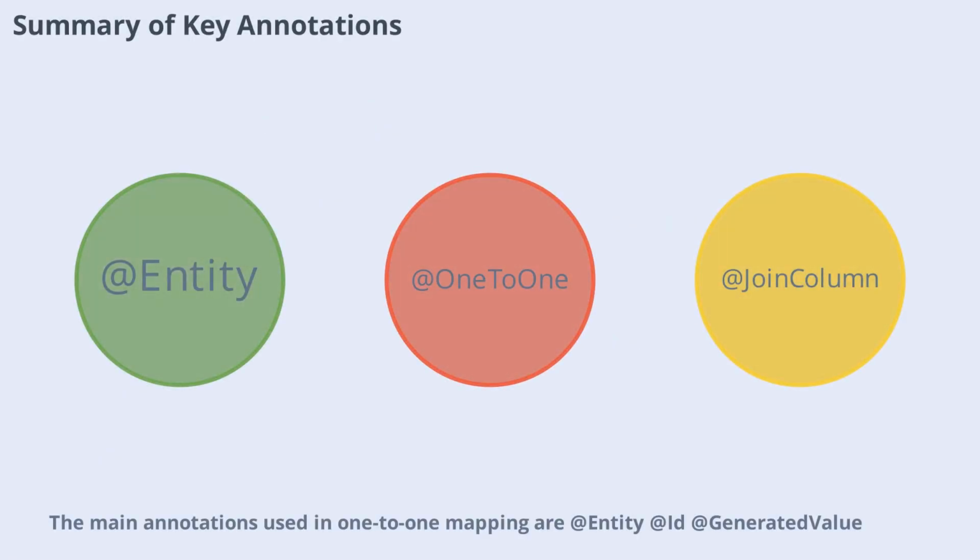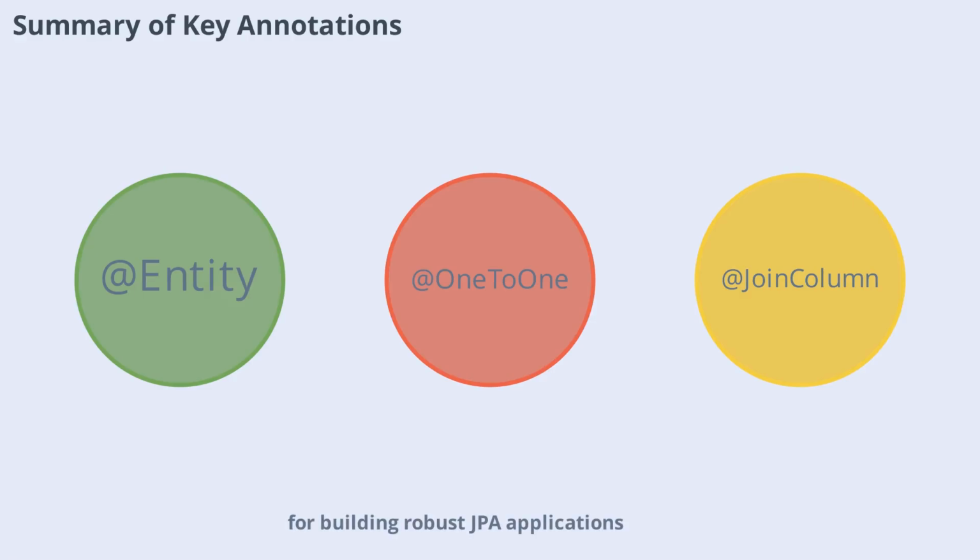The main annotations used in one-to-one mapping are @Entity, @Id, @GeneratedValue, @OneToOne, and @JoinColumn. Together, they define your entities, set up primary keys, and establish the relationship between tables. Understanding these annotations is essential for building robust JPA applications.